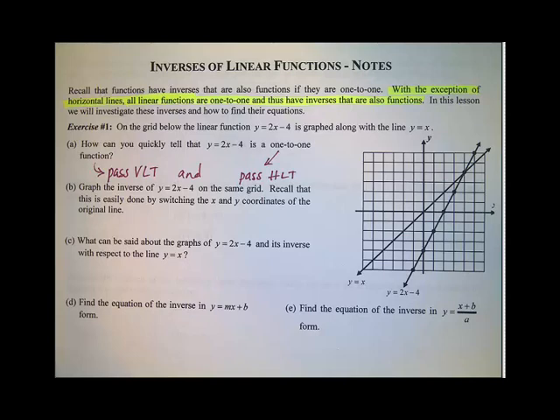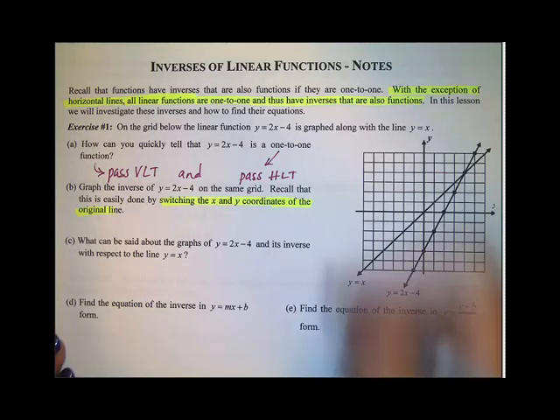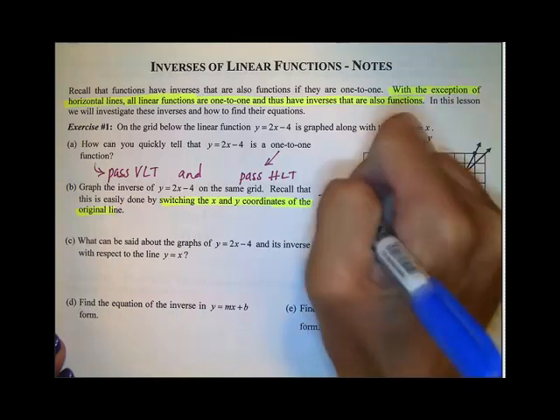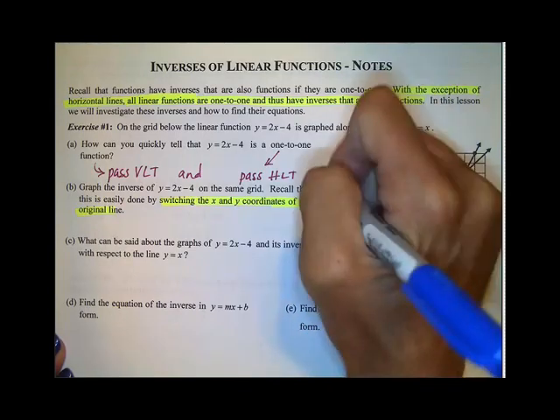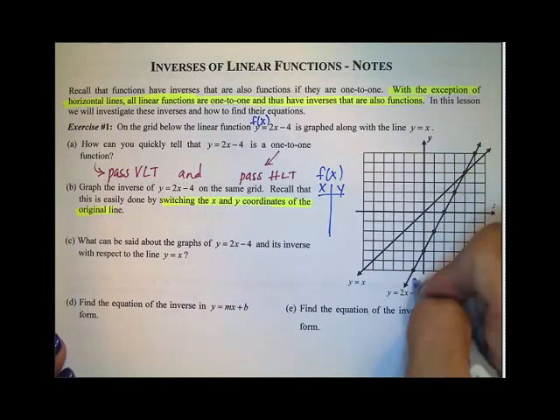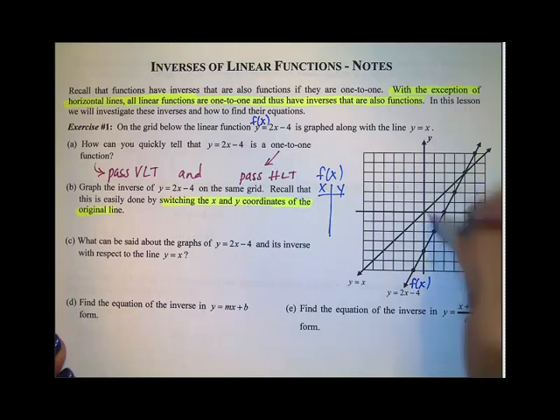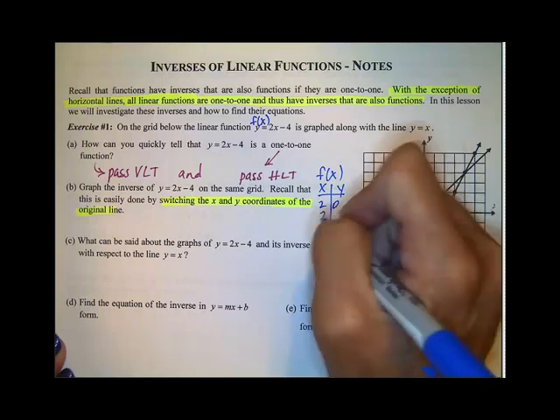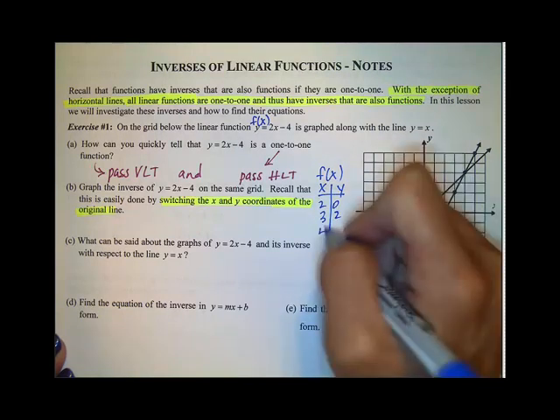In part B, it says graph the inverse on the same grid. Recall that this is easily done by switching the x and the y coordinates of the original line. Since it's easy to switch the coordinates, I'm going to make some points. So this is my function, f of x. One of our points is (2, 0). Another point is (3, 2). And another point is (4, 4).